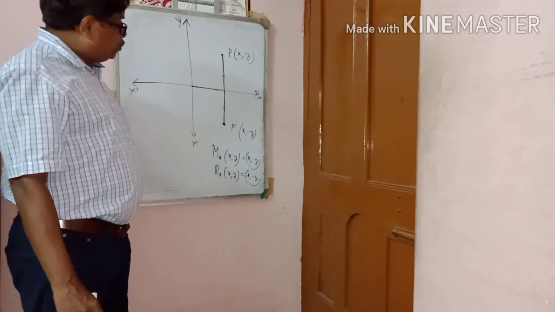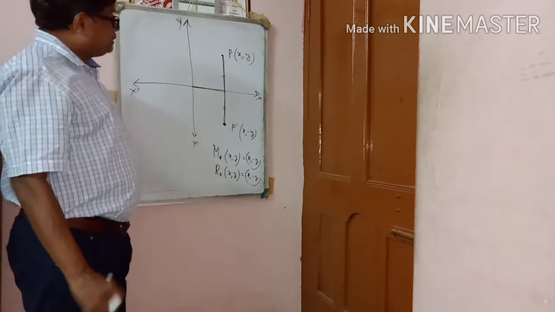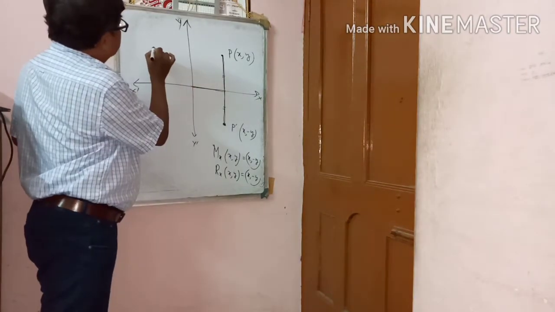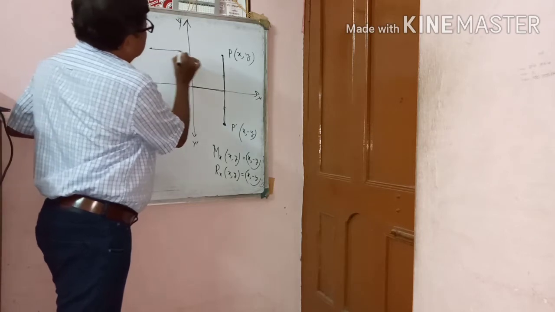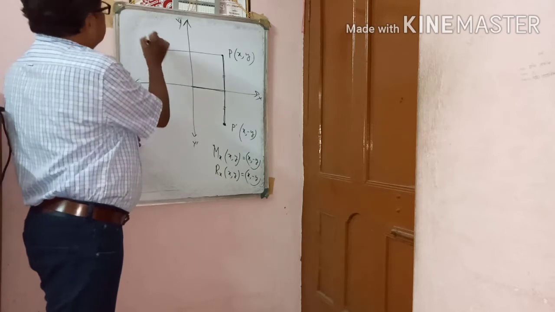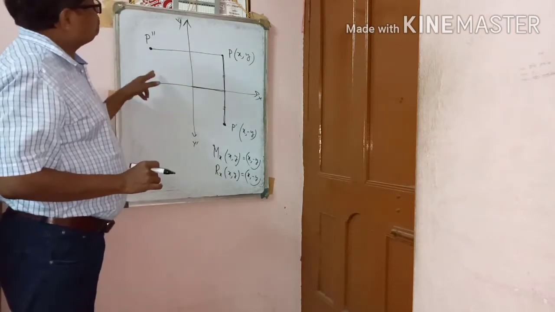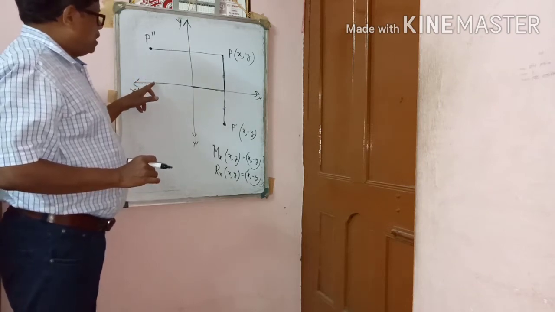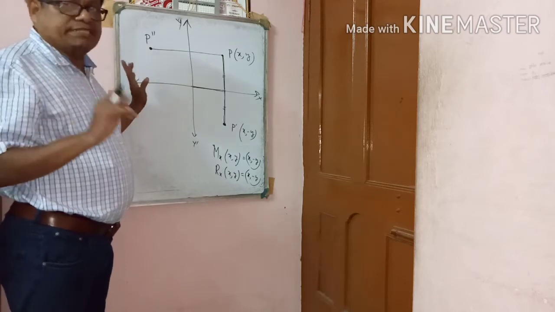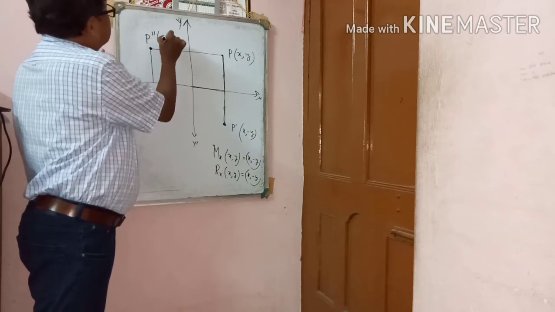So Mx and Rx are both the same. Similarly, I am writing reflection of a point in the y-axis. Suppose here P double dash. The ordinate has no change, only the abscissa changes, so this value will be minus x, y.